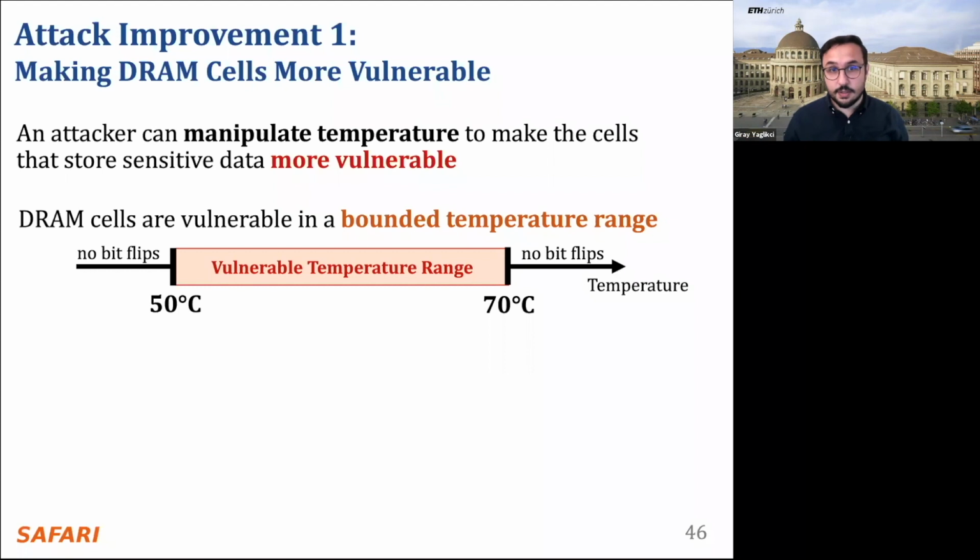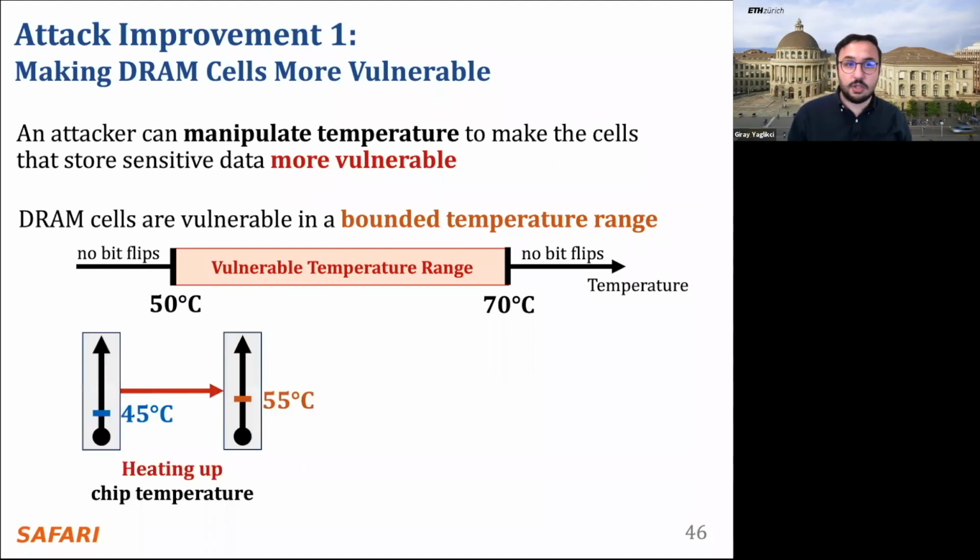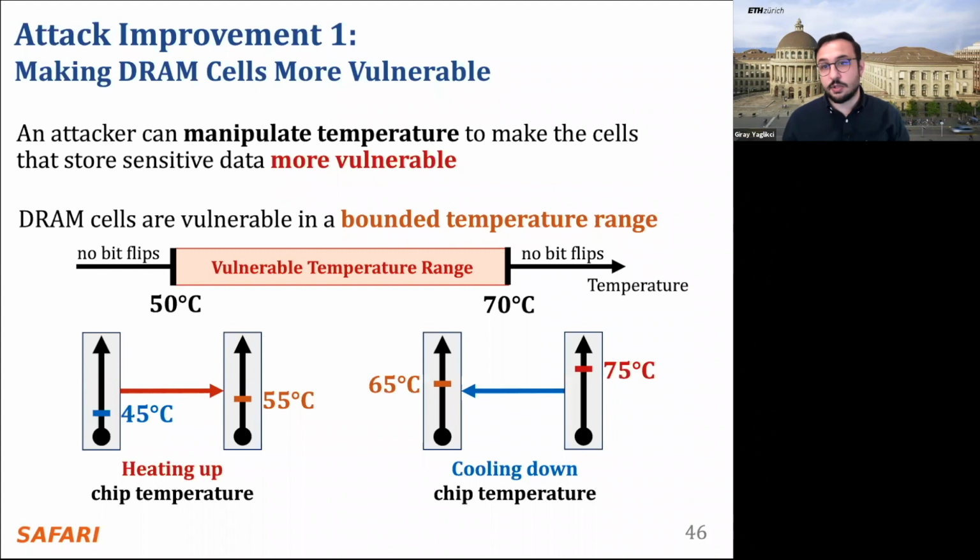To attack the cells within their vulnerable temperature range, an attacker can heat up the chip if its current temperature is below 50 Celsius, or cool down the chip if its current temperature is above 70 degrees Celsius.